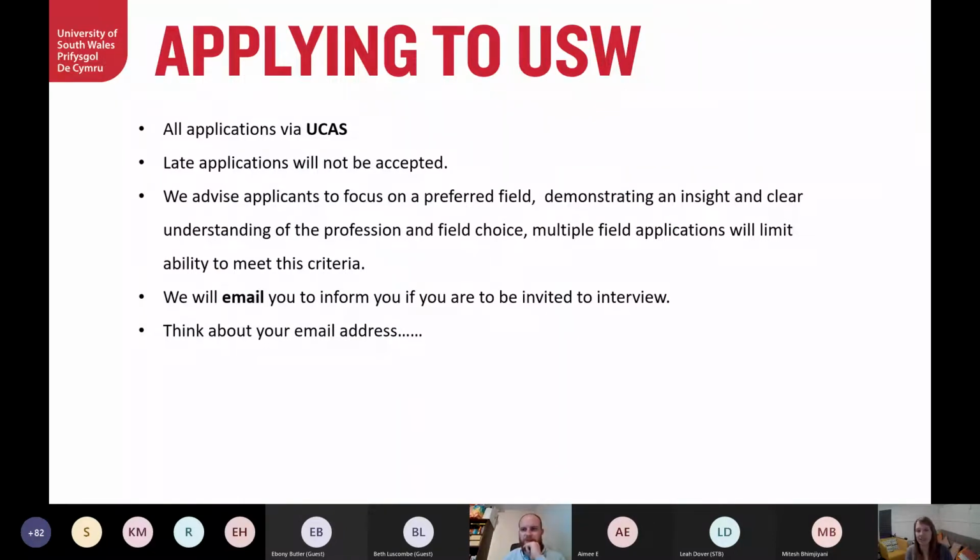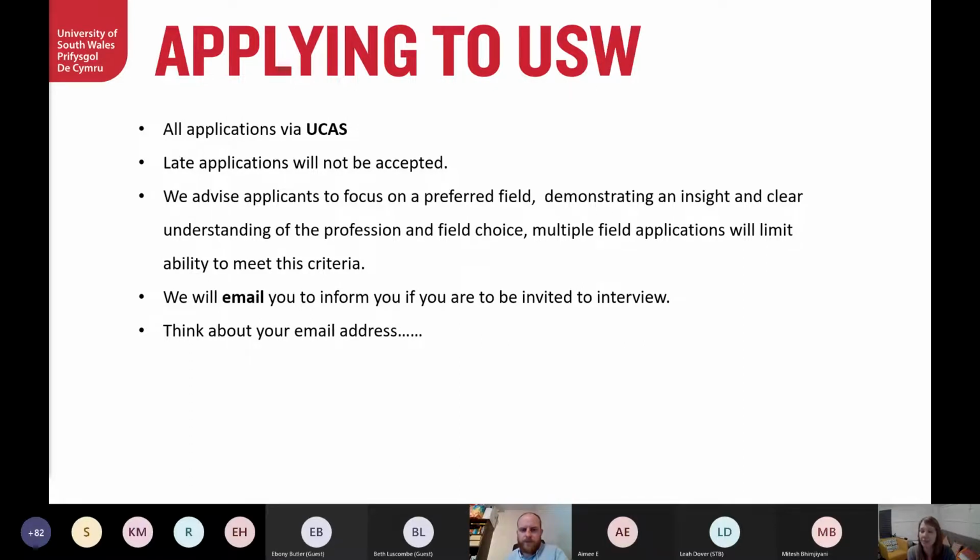So applying to USW then, so there's been some tips already about applying. So for nursing and midwifery, for ODP, for OT, for physio, all applications will be taken via UCAS. You need to make sure that your applications are in on time. Now, it's really important when it comes to your application that it's focused on your preferred field, okay? Because we want you to demonstrate why you want to come into that particular field. So if you're applying for physiotherapy, adult nursing, OT, and medical sciences, so if you're applying for all of these courses, how would your personal statement be able to reflect all four things?